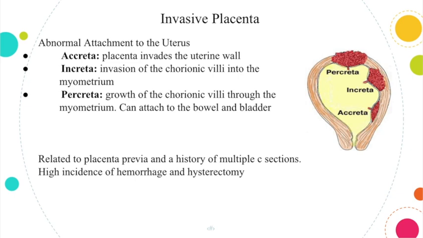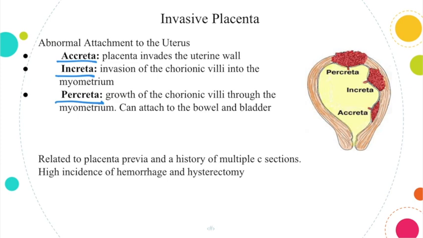It's the abnormal attachment to the uterus, and there are 3 different kinds of an invasive placenta. You can have an accreta, an increta, and a percreta. And if you look at the picture, what's happening is the placenta is going deeper and deeper into this muscle, because as you know, normally the placenta is just attached. They don't go through. So basically, with an accreta, the placenta is going into the uterine wall.